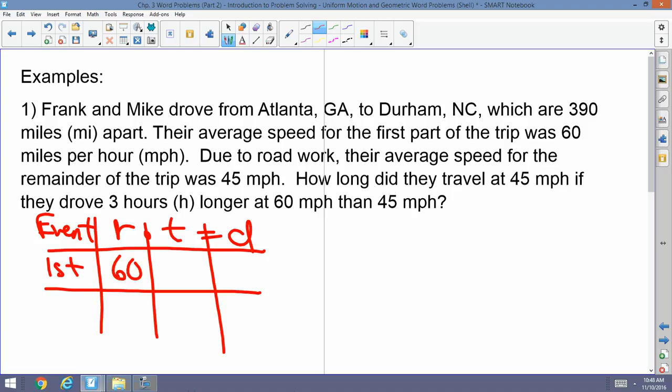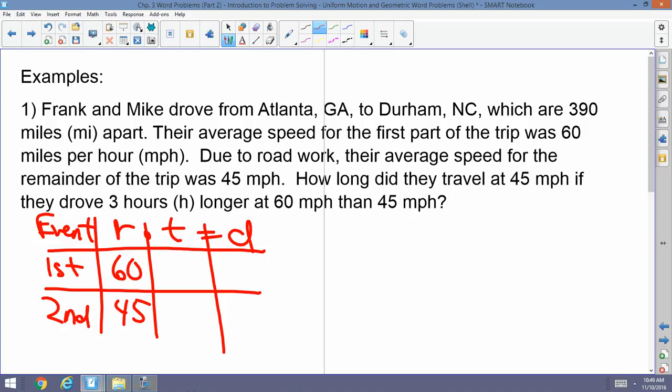Does that make sense so far? Due to road work, though, their average speed for the remainder of the trip, so I'm going to put second part of the trip here, their average speed was 45 miles per hour. So I'm literally going to fill in the blank. Okay. Now, how long did they travel at 45 miles per hour if they drove 3 hours longer at 60 miles per hour than at 45 miles per hour?